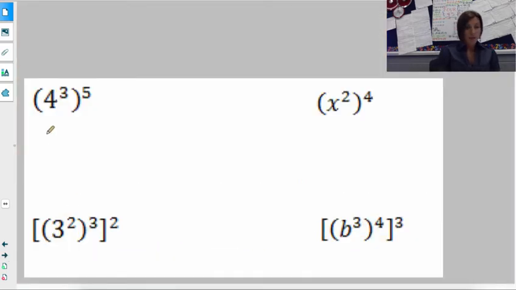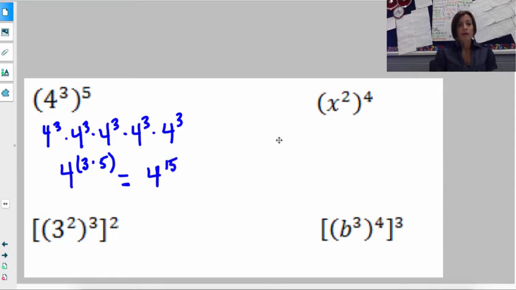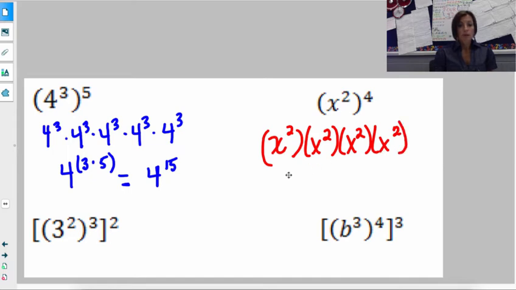So here we go. Our base is 4, our exponent is 3, and we need 5 of them. So when we're simplifying, we have 4 cubed to the 5th power, which simplified further gives us 4 to the 15th power. There we go. So example 2, we've got x squared, and I need 4 of them. So we've got x to the 2nd power raised to the 4th power, which simplifies to x to the 8th power. Got it?